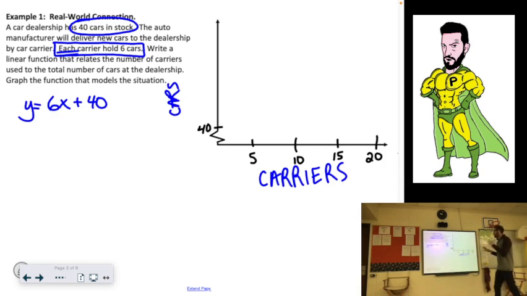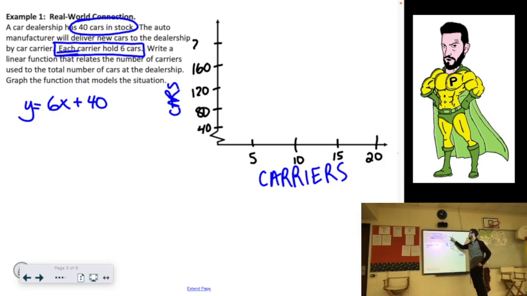All right, now let's figure out, if we had 10 carriers, if we're putting in 10 for x, 6 times 10 is 60 plus 40 is 100. So we need to make sure right here at 10 it's going to be 100. At 20, 20 times 6 is 120 plus 40 is 160. So we need to make sure we include 160 in there. So maybe we'll go by like 40s. So here's 40, 80, 120, 160, and then we can say 200.